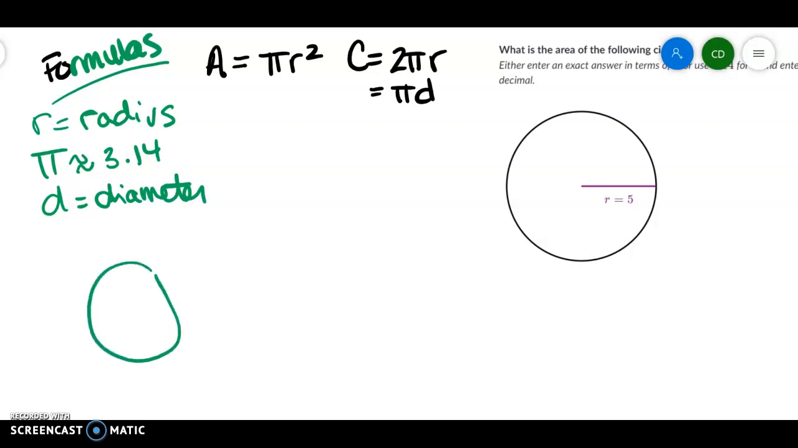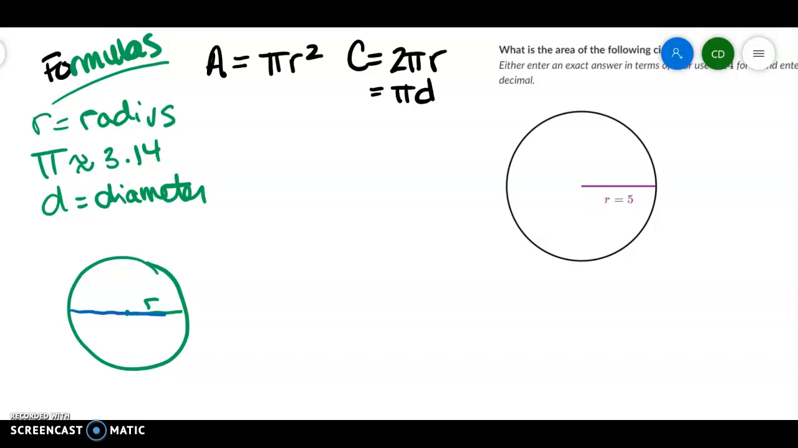So for a circle, the radius goes from the center to any point along the circle. And the definition of a circle, right, is all the points equidistant from a particular point. So the radius is the same no matter where you go.